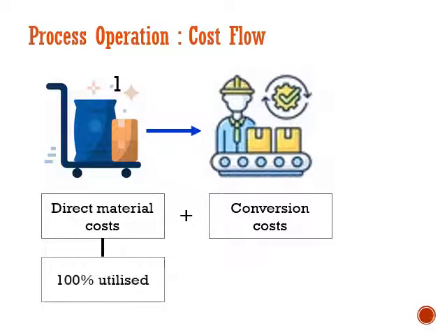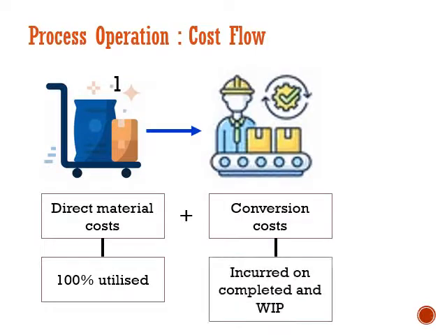So we can imagine that the direct material cost will be 100% utilized at the very beginning. While for conversion costs, we might have some units that have not yet completed the process, that is, units that are still under work in process. Therefore, the cost incurred for conversion will cover both completed units and work in process units.